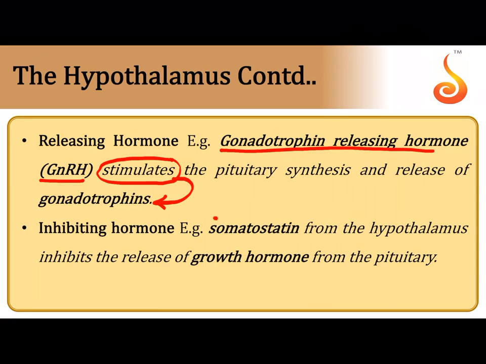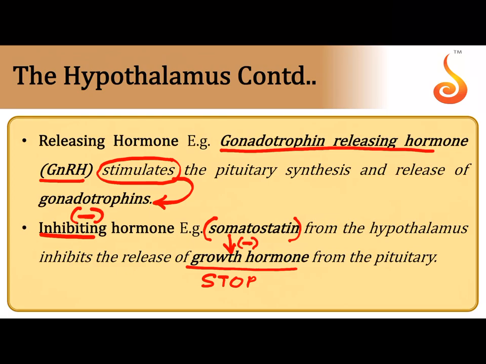There are certain hormones like somatostatin, and when somatostatin is released by the hypothalamus, it tells the pituitary gland to stop making growth hormone. So because it tells the pituitary gland to stop making growth hormone, we cannot call somatostatin a releasing hormone. What should we call it? We should call it an inhibiting hormone, because it has a negative influence on the pituitary gland.